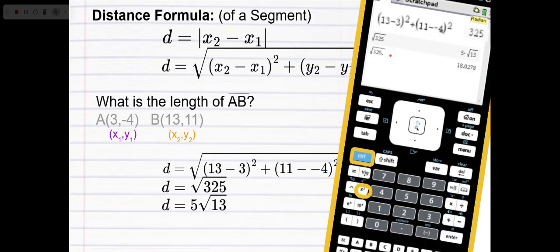Square root of 325. If I want the decimal approximation, you need to type in a decimal on the Inspire. Remember the decimal button's right here. And then you'll get this decimal, just round it to 2 decimal places for me. So about 18.03. So we have 2 answers, the exact and the rounded approximate answer. Okay, I always want you to simplify your answer.